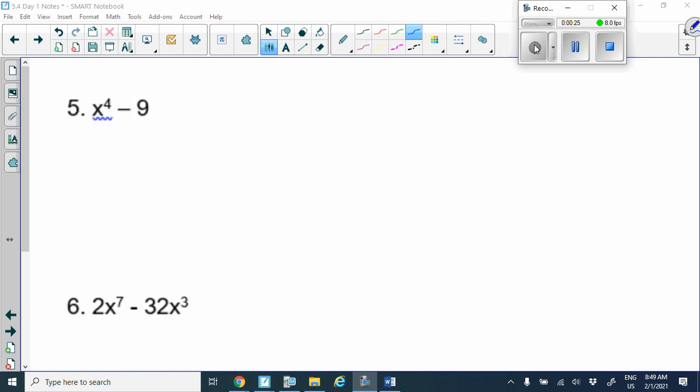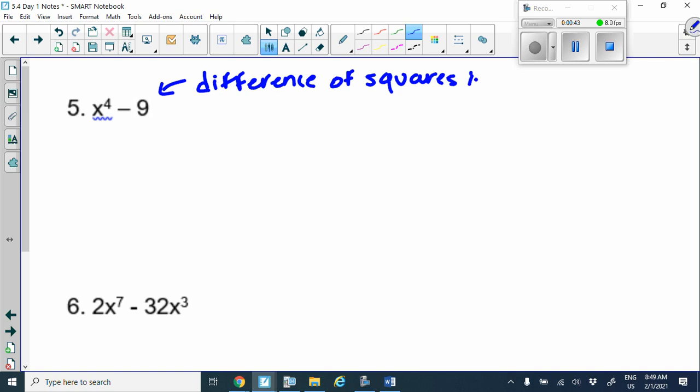Now, this type of problem, every time you have an x to the 4th, notice we have a binomial, so there's two terms, and we have subtraction. This is something I like to call a difference of squares in disguise. Because the reason is we're going to treat this like if it was a difference of squares, but instead of putting x and x, because we need to multiply to x to the 4th, we need to make sure that it's actually x squared and x squared.